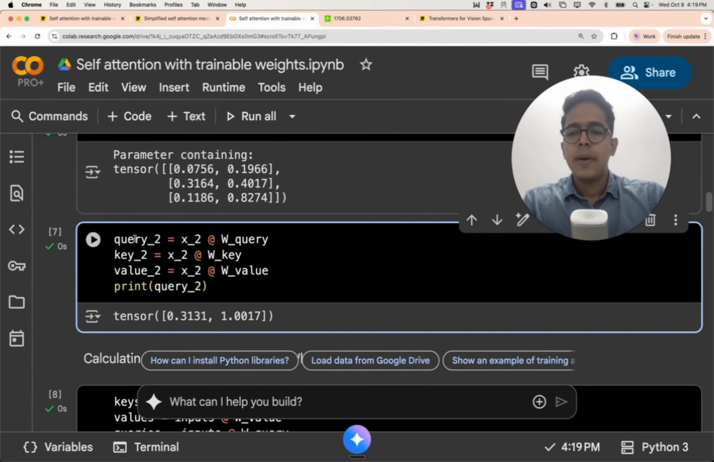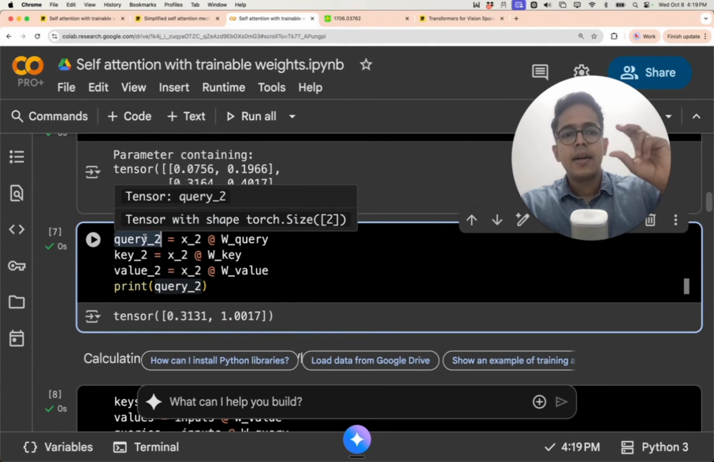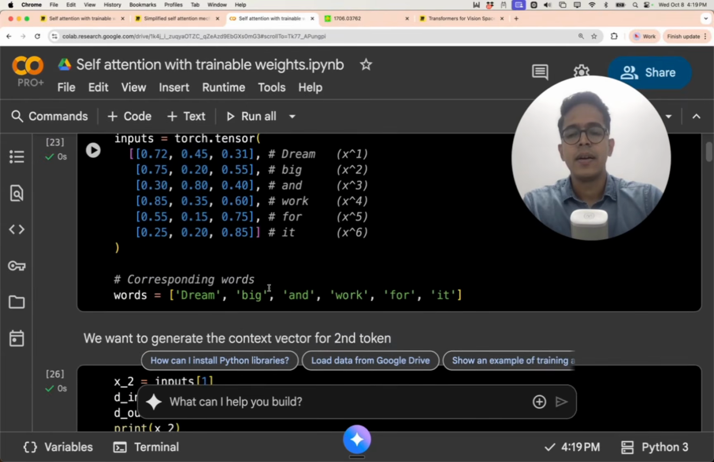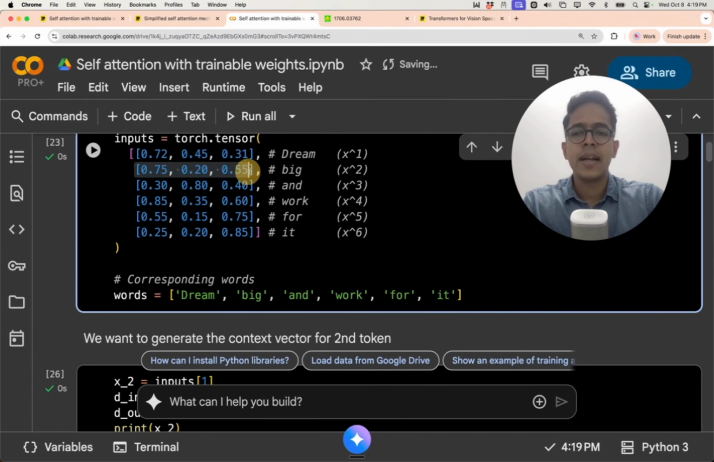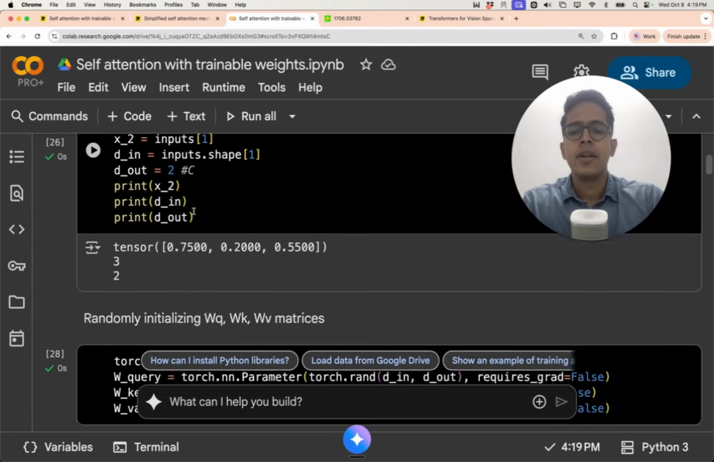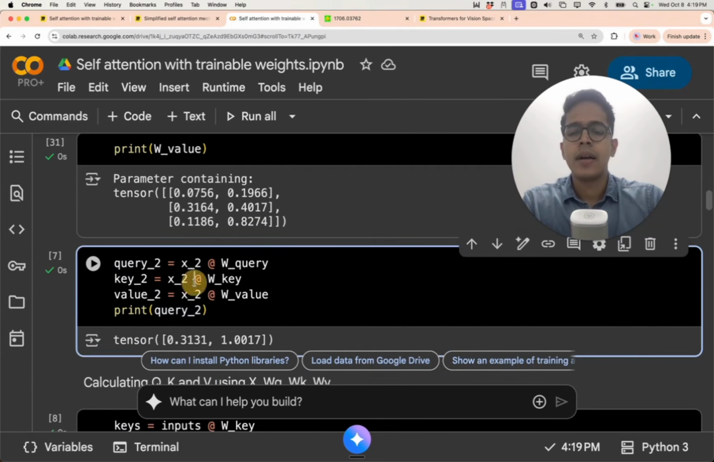Now, if I want to pick the converted query for the second item in the input sequence. What is the second item in the input sequence? It is big. So I want to see how this big is transformed in the query space. What happens to this big in the query space? It will, of course, become a 2-dimensional vector. That much is clear. Now, what would that 2-dimensional vector look like? To know what it will look like, all I need to do is x_2 multiplied by the query weight matrix. So this will be the query corresponding to the second token.